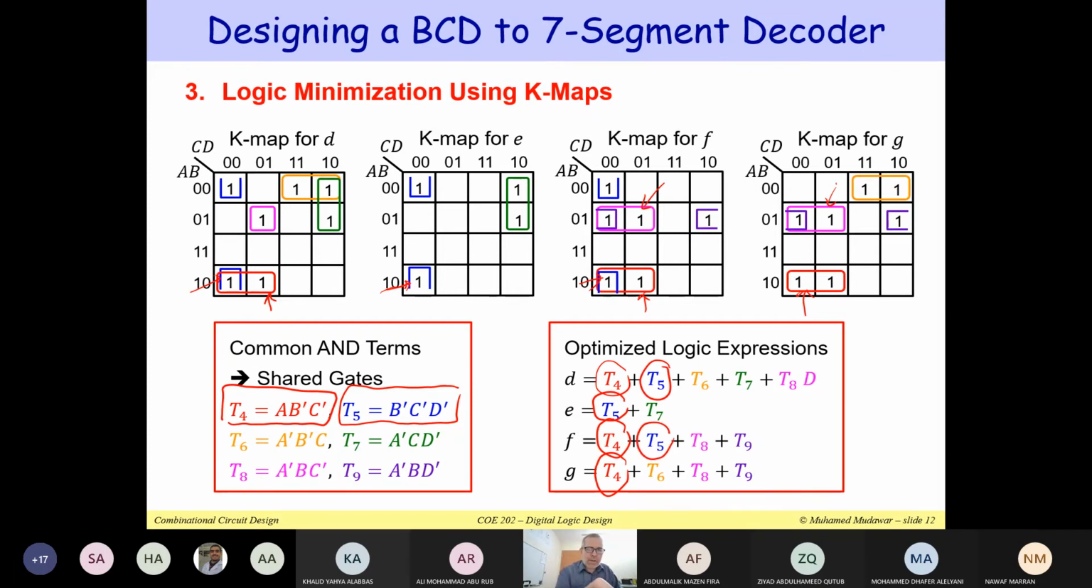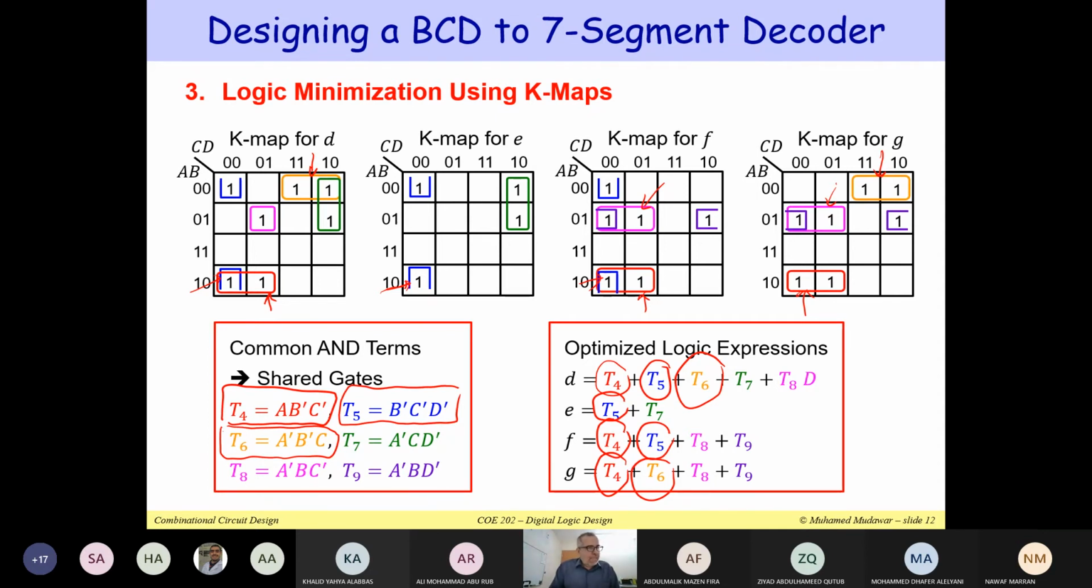Look at this orange one here. It appears in D and in G. So this is defined as T6, A prime, B prime, C. Notice that it appears in D and in G, and so on. So that's really the idea: to extract these common terms and reuse them, share them by different outputs in different expressions. So that's really the idea.